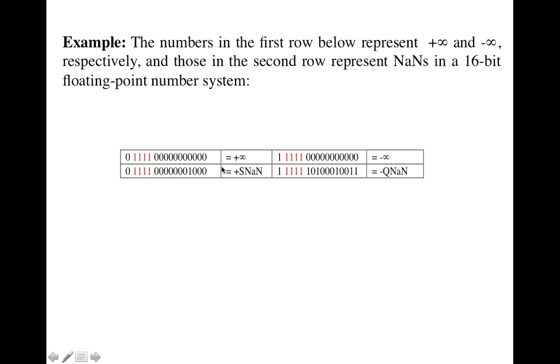And you can see that if you set all the mantissa bits to 0, they're plus and minus infinity. But anything other than all zeros would, with a leading bit of 0, be a signaling not a number. And anything with a leading bit of 1 in the mantissa section would be considered a quiet not a number. And of course, sign is taken into account as plus and then a minus.